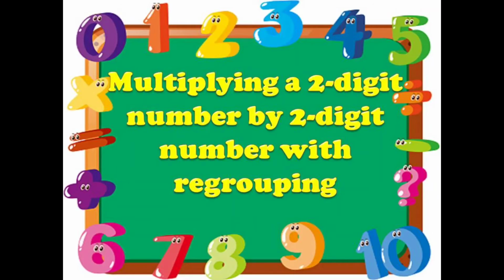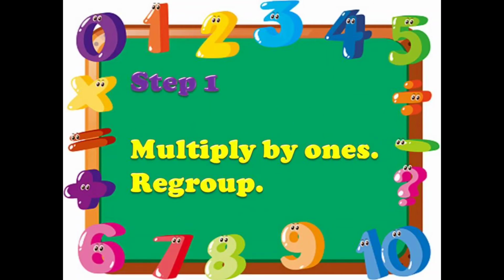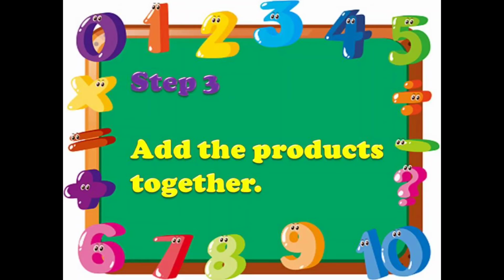Now let's learn multiplying a two-digit number by a two-digit number with regrouping. So there are also steps in multiplying a two-digit number by a two-digit number with regrouping. Step 1, multiply by ones. Regroup. Step 2, multiply by tens, then regroup. And step number 3 is add the products together.